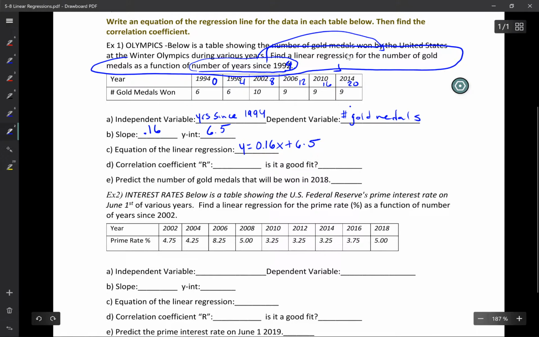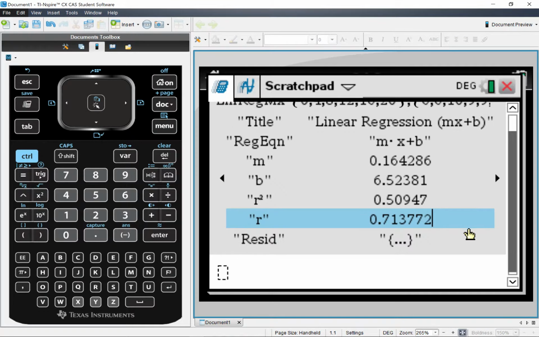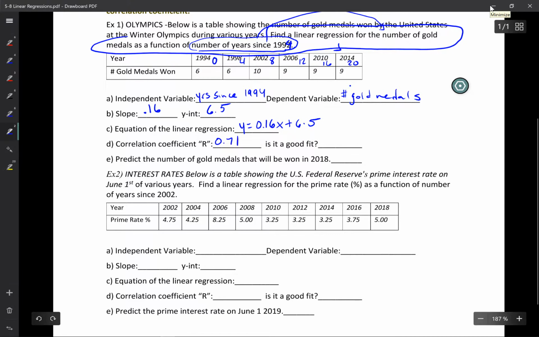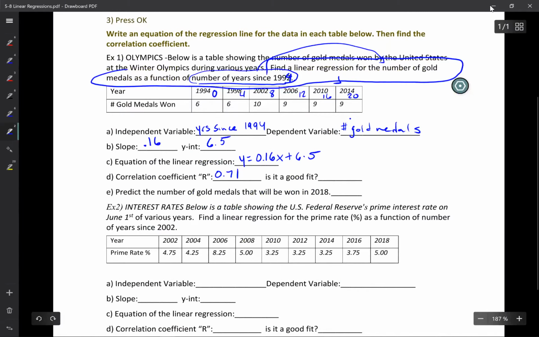And then it's asking, what's the correlation coefficient? Well, we look at this right here: 0.71. So we're going to write that. Now listen, what did we say earlier? Anything above 0.85 is good. So is this a good fit? It's an okay fit. It's not a good fit. So the data is kind of modeled by this, but not exactly. It's not very linear is what it's saying. It's not horrible, it's not close to 0, but it's definitely not above 0.85, okay?